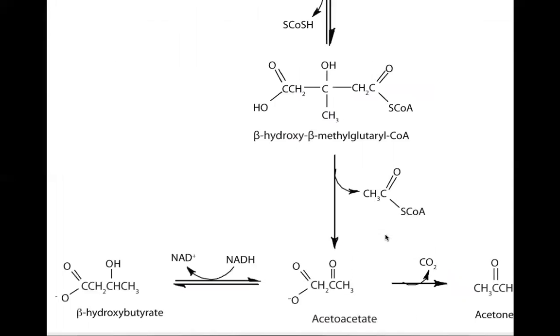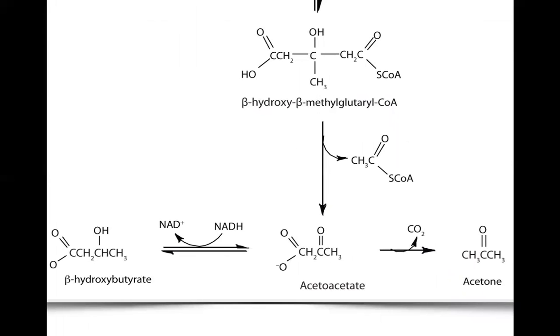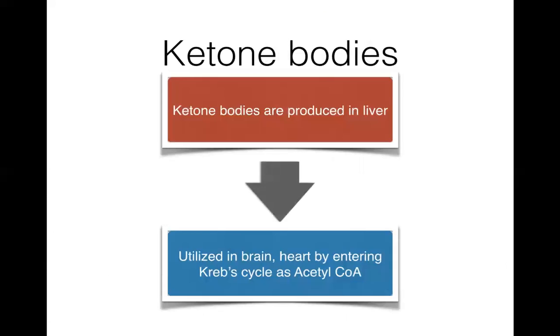The HMG-CoA now will become the precursor for the production of the 3 ketone bodies, namely acetoacetate, which can be converted into acetone, or it can also be converted to beta-hydroxybutyrate. As you can see in this particular pathway of ketogenesis, it requires the presence of several acetyl-CoA. So these ketone bodies are produced in the liver. Eventually, they are exported out, where they will travel into the brain, into the heart, and are utilized as metabolic fuel by entering the Krebs cycle in the form of acetyl-CoA.